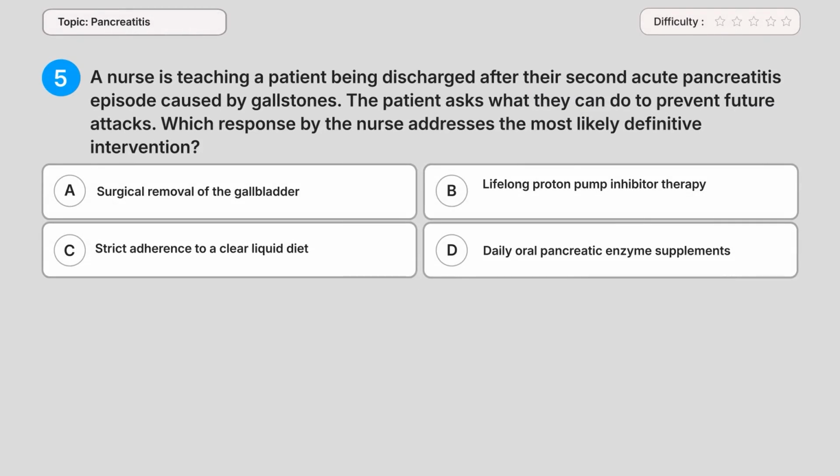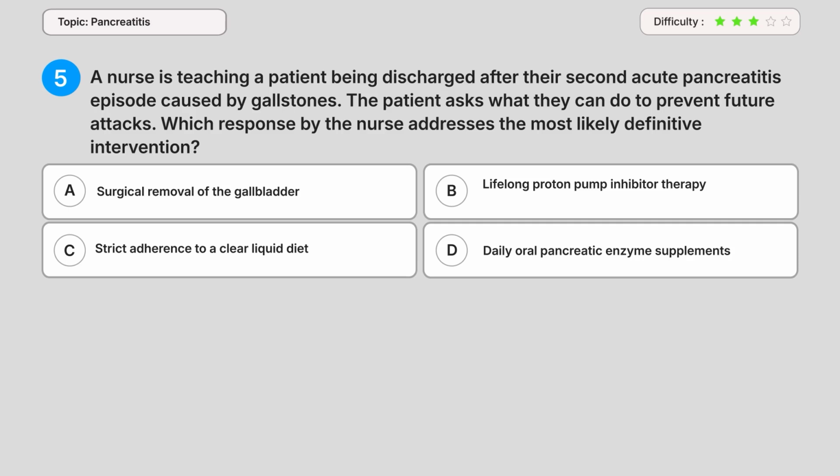5. A nurse is teaching a patient being discharged after their second acute pancreatitis episode caused by gallstones. The patient asks what they can do to prevent future attacks. Which response by the nurse addresses the most likely definitive intervention?